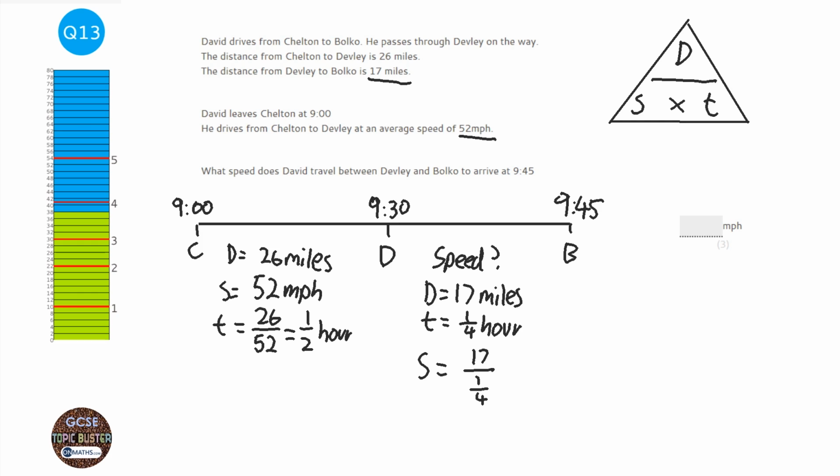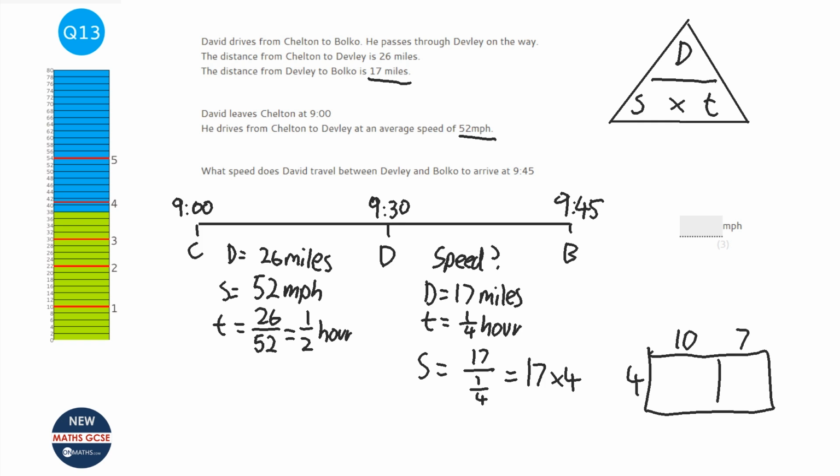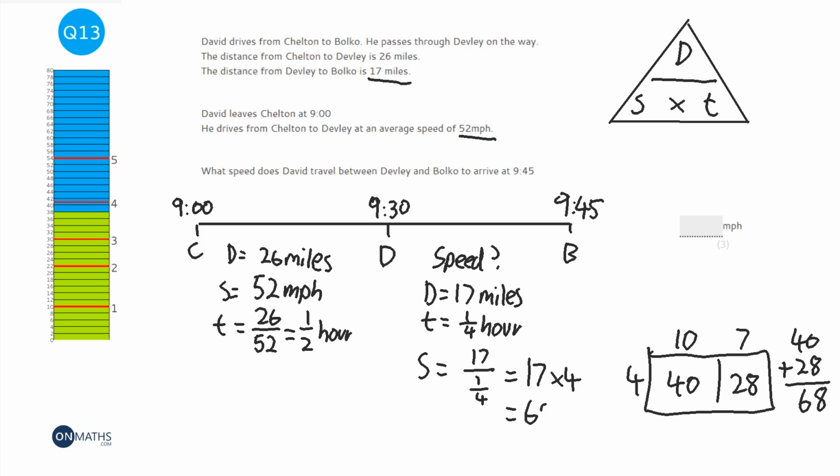Now when you divide by a quarter, it's the same as timesing by 4. So if you're on the calculator, you can do 17 times 4. Or instead of 17, it's 10 and 7, so 10 times 4 would be 40, 7 times 4 would be 28, and so you add them, so it'd be 68. Obviously if it's on the calculator, you can just type it in. So he's going to have to travel at 68 miles per hour to get there in time.